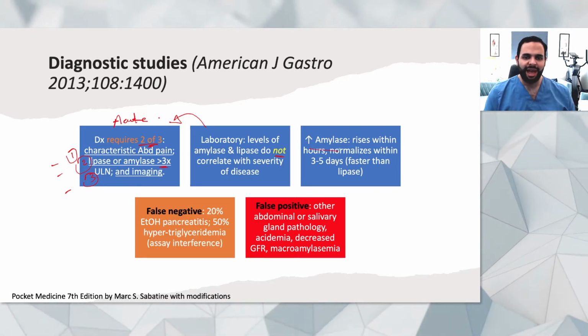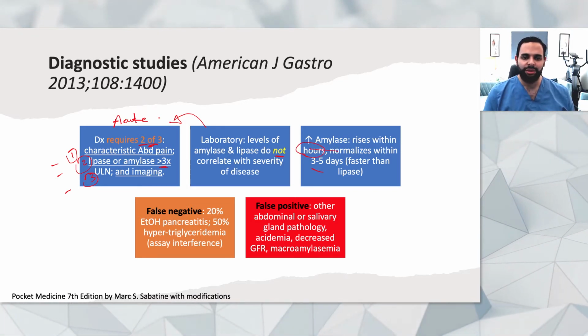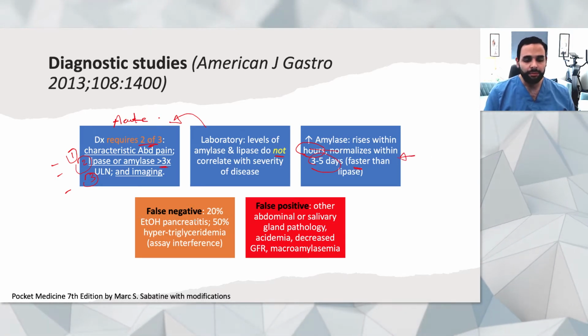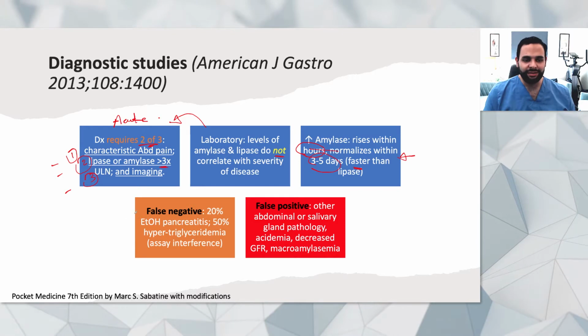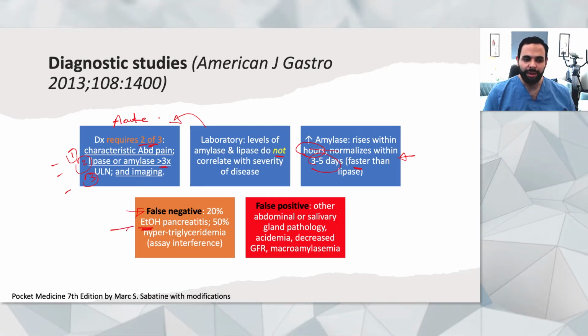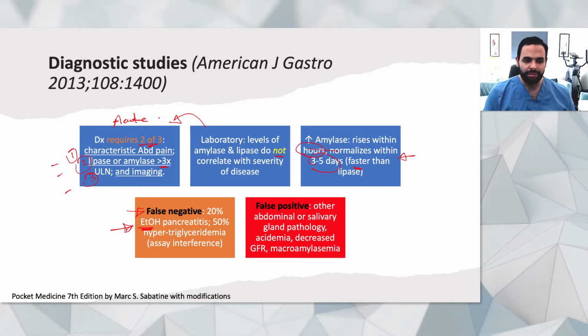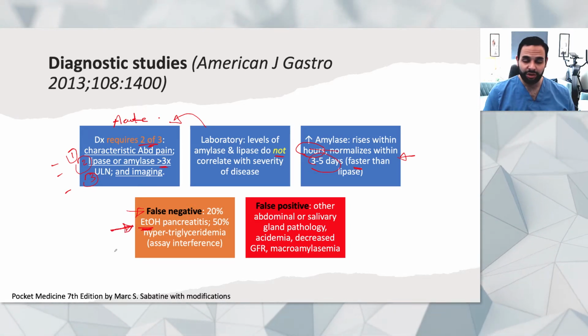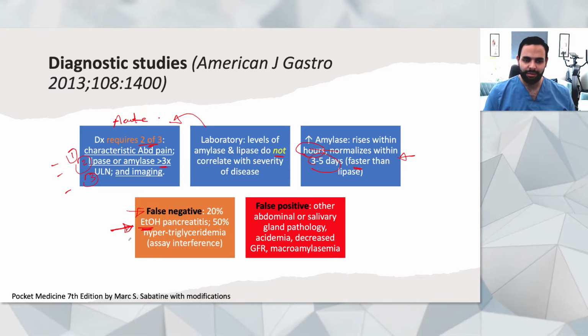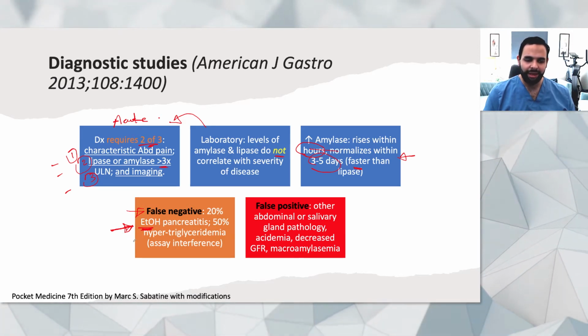Amylase rises within hours and normalizes within 3 to 5 days. It's faster. This is the one with a shorter half-life. We can have false negative in 20% of patients, including those with ethanol. They may have been using alcohol for a long time. They already have a component of pancreatic destruction, and therefore they do not manifest as much enzymes because they're lacking the ability to make as much enzymes.